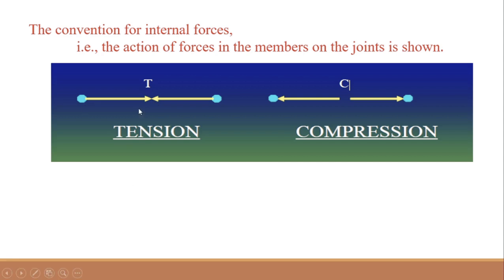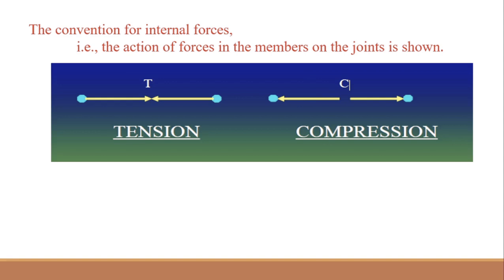Whereas in the members, if we see this notation in the members, it is called compression, but in the joints it is tension. See here, compression at the joints, how it is going away. So this notation is used as tension in the member, but in the joints it is compression.